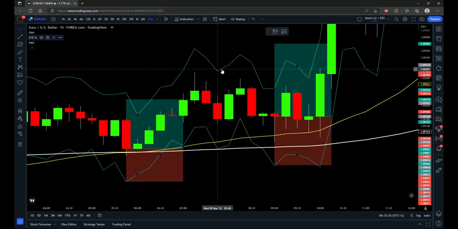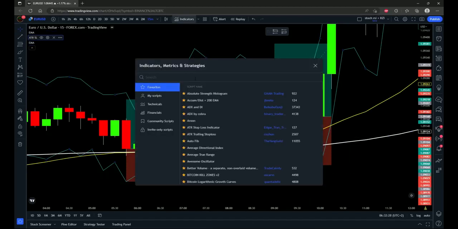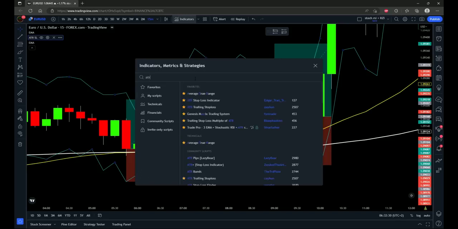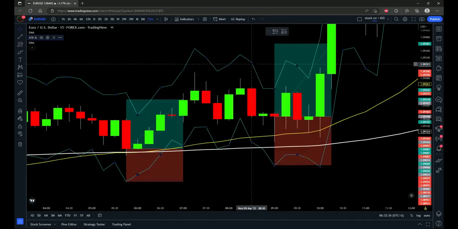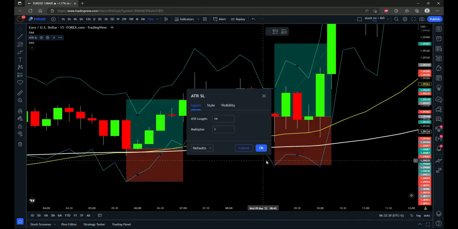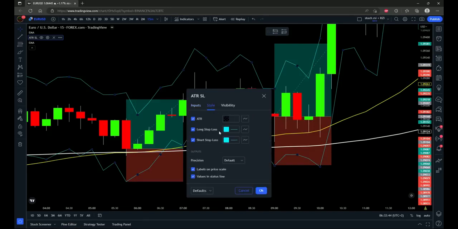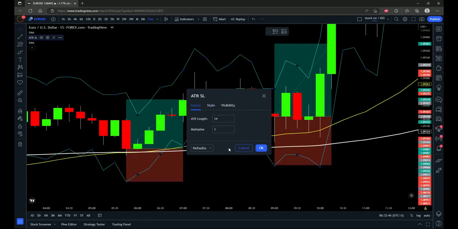For the stop loss indicator, I'm going to be using a standard ATR based stop loss. It's called ATR stop loss indicator by Edgar_Tran_TR. And I do have the settings changed. So let's take a look. We have the ATR length set to 14 and the multiplier set to 1. I have also changed the color a little bit, but that doesn't really matter or change anything about the strategy.